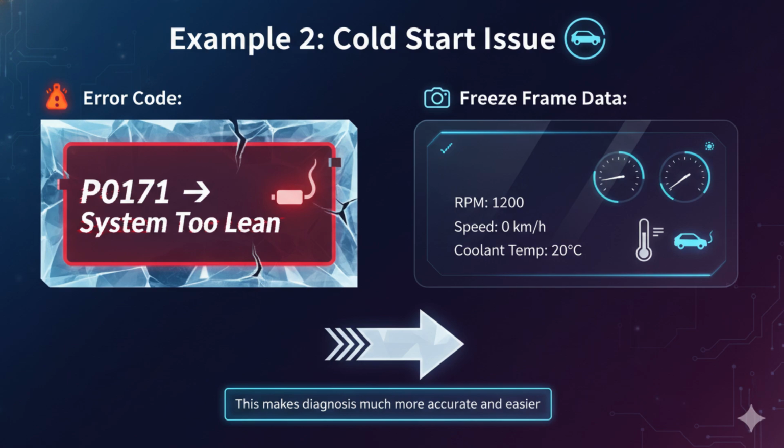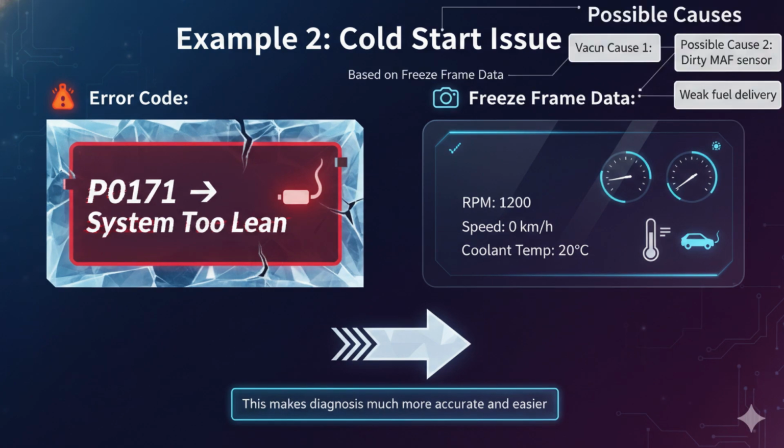Let's take another example. Suppose the error code is P0171, which means the system is running too lean. When we check the freeze frame data, we see that the engine RPM was around 1200, the vehicle was not moving, and the coolant temperature was low. This clearly indicates that the issue happened during a cold start condition. In this case, the possible causes could be a vacuum leak, a dirty mass airflow sensor, or weak fuel delivery.